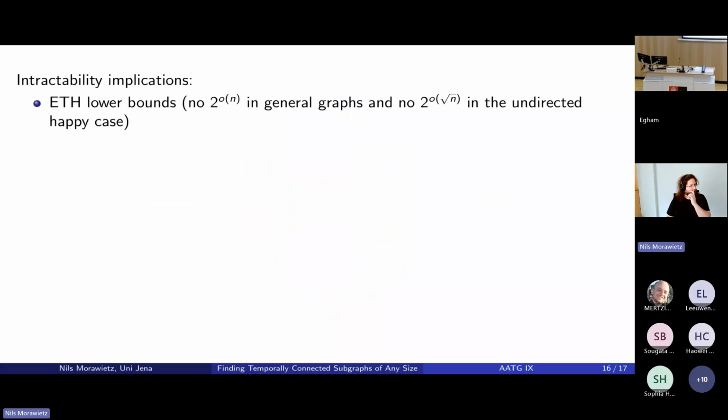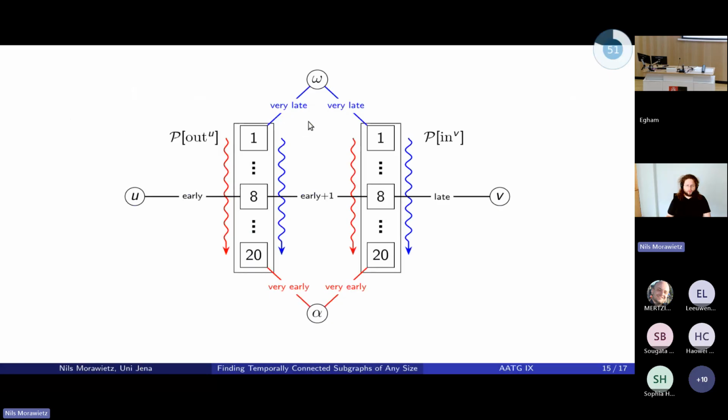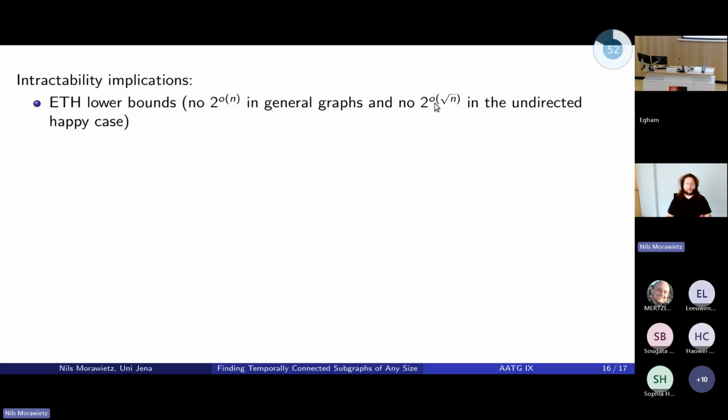First of all, the reductions show that for general undirected and directed graphs, you cannot have a 2 to the little o of n algorithm. So essentially, you can't do better than enumerating all vertex sets and checking whether they are temporally connected. For the undirected non-strict case, if you have non-strict reachability, you need to subdivide this edge between the in and the out vertex by another gadget here. This makes it quadratic, so you only get a 2 to the little o of square root n lower bound.